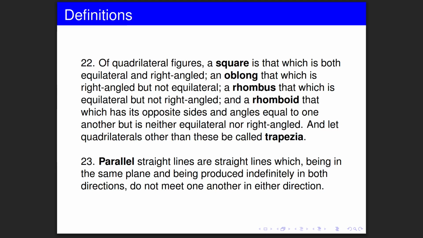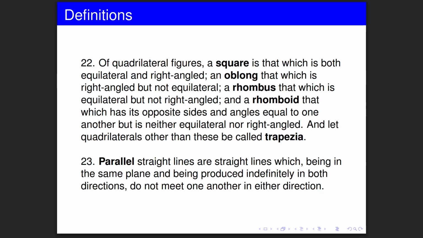Next we have definition 22. Of quadrilateral figures, a square is that which is both equilateral and right-angled. An oblong, that which is right-angled but not equilateral. A rhombus, that which is equilateral but not right-angled. And a rhomboid, that which has its opposite sides and angles equal to one another but is neither equilateral nor right-angled. And let quadrilaterals other than these be called trapezia. And finally, definition 23. Parallel straight lines are straight lines which, being in the same plane and being produced indefinitely in both directions, do not meet one another in either direction.